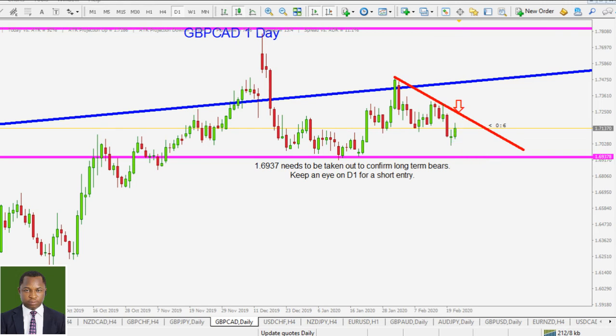So if you're looking to trade the sterling pound against the Canadian dollar, be very hesitant to hit your buy button. You want to keep your eyes on the daily time frame to search for short entries. So we're bearish here.